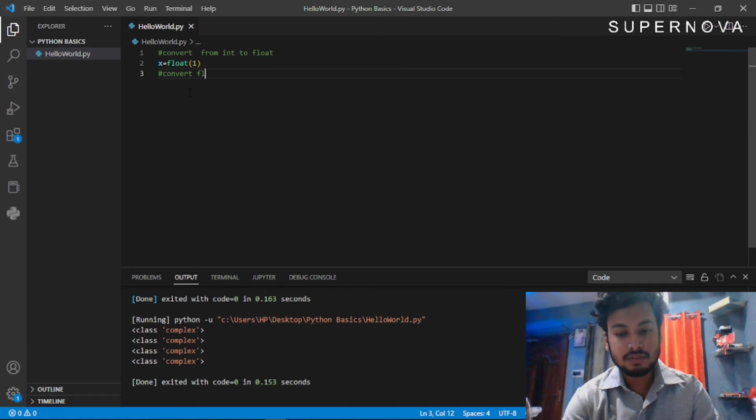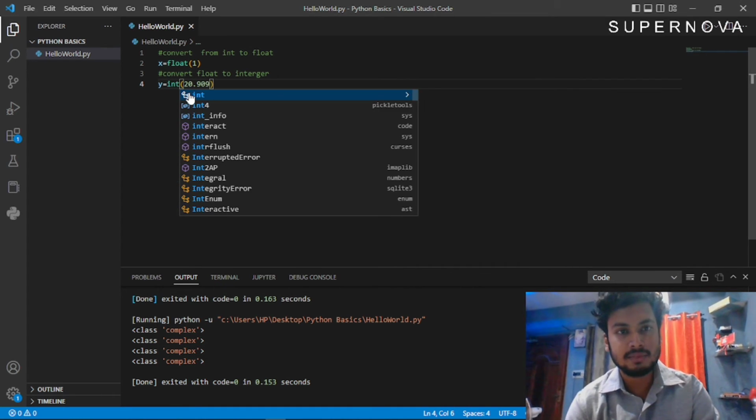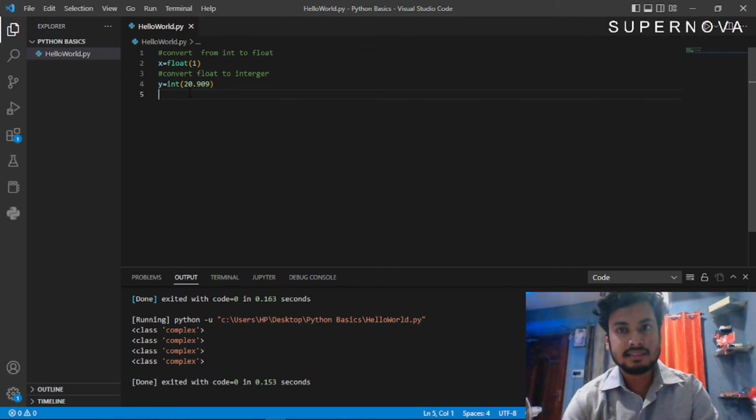Convert float to integer. Okay, correct. Let y be a float. Float is 20.909. Let it be a float. I want to convert it into an integer, like I can write int over here, and you should wait for the result part.